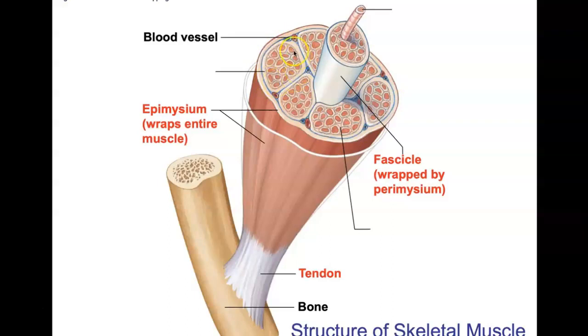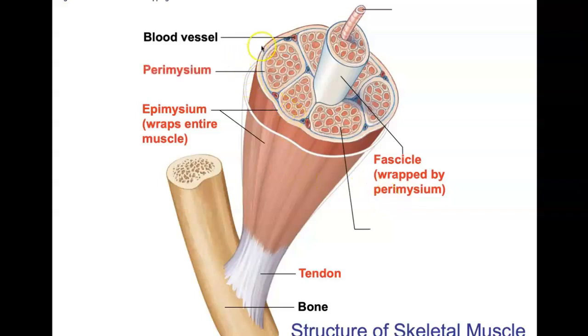So these fascicles are going to have a peri. Remember, peri means around. It has another layer of connective tissue known as perimysium. So when you see the tissue around the entire muscle bundle, we call it the epimysium. When the tissue surrounds one fascicle, we call that the perimysium.